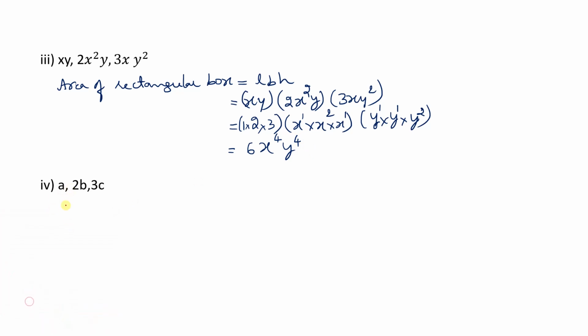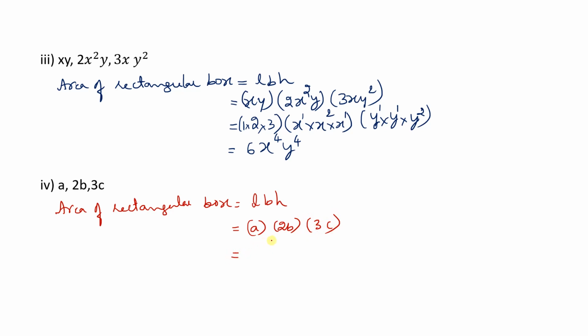Next, volume of rectangular box is equal to length into breadth into height, A into 2B into 3C. So what is the product of coefficients? It is 1 into 2 into 3 and the variables are A into B into C. Therefore, it is 6 ABC.